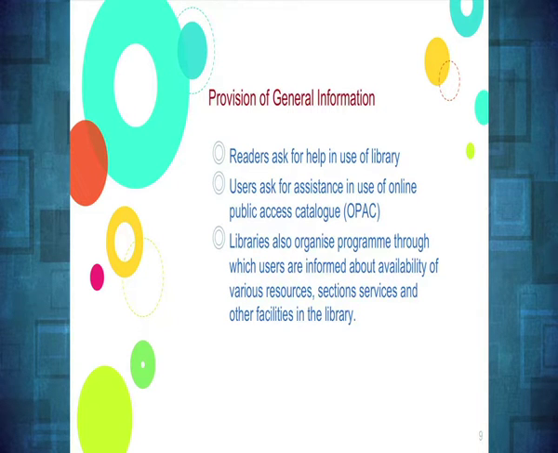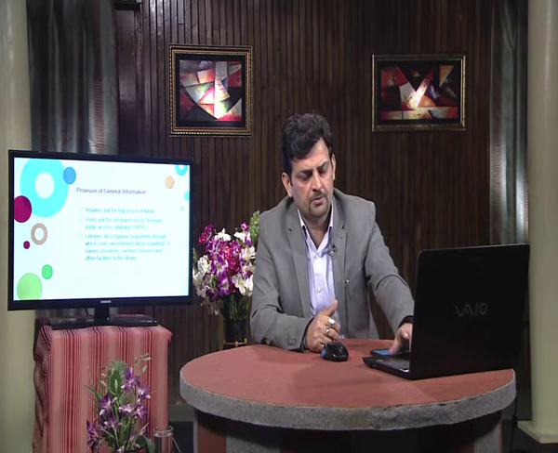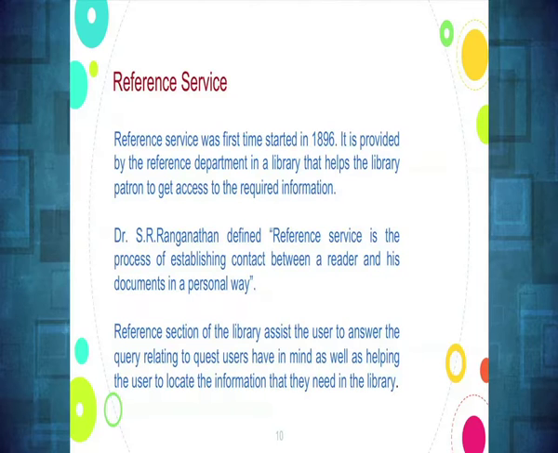So, provision of journal information. In this, sometimes the reader asks for help on how to use the library, how to use the library resources, how to use the library services, and the user asks for assistance in using the online public access catalog. To cater to such queries, the library also sometimes organizes an orientation program, in which library staff explain what we have in our library, what services we provide, and how you can use these services and resources optimally. So, this is one category of responsive information service, and another is reference service.